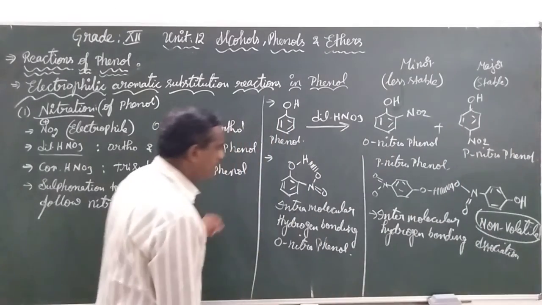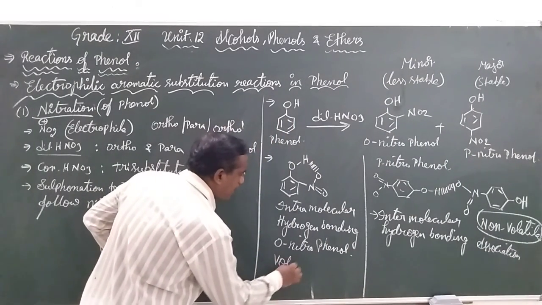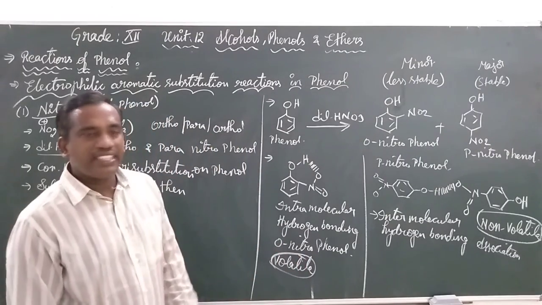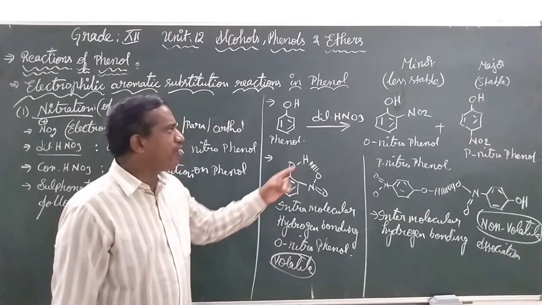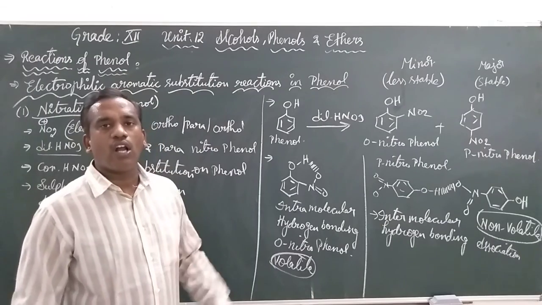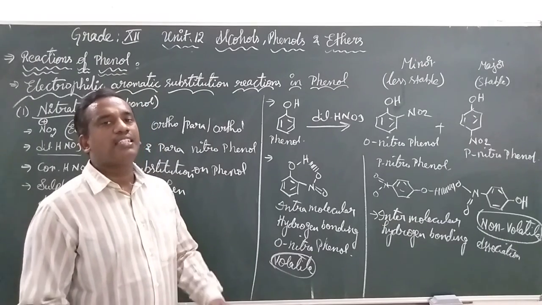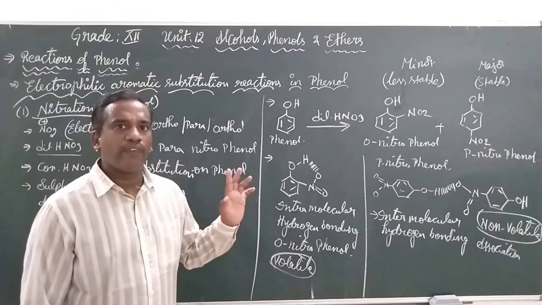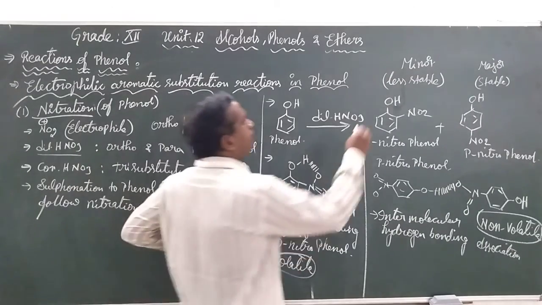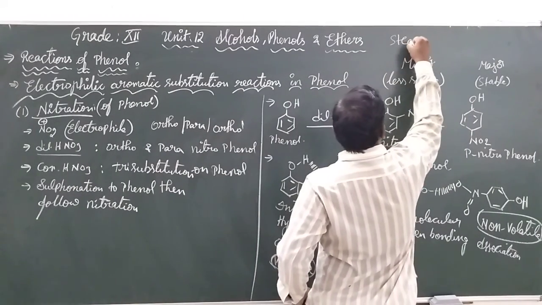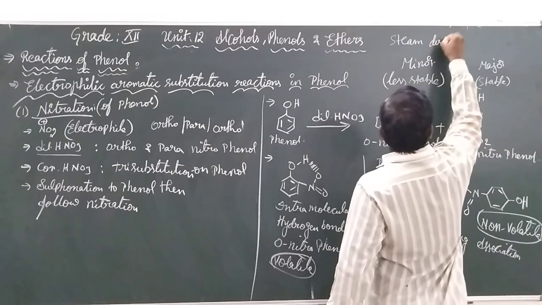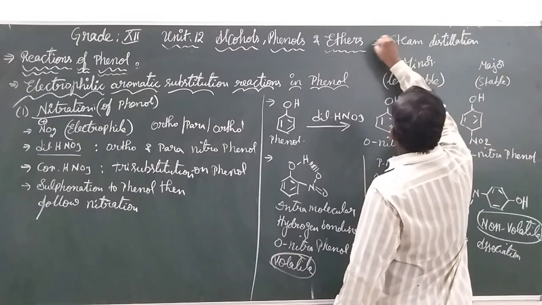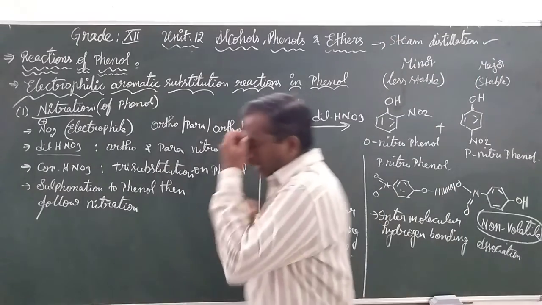But here, this is a volatile compound. There is not much association. Hence, orthonitrophenol and paranitrophenol can be separated by steam distillation. How are they separated? By steam distillation.